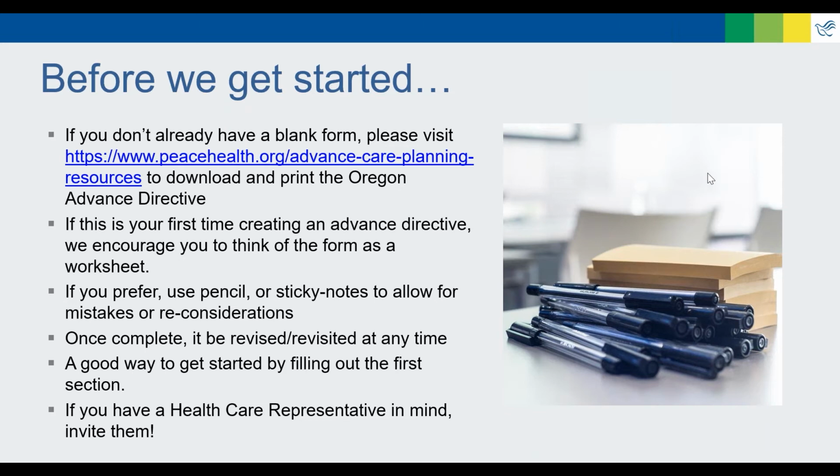A good way to break the ice is to get started by filling out the first section, section 1, which is about me. You can fill out your name and other details. Also, if you have a healthcare representative in mind, if you don't know what that is, we'll explain it. But if you have someone in mind, invite them to view this presentation with you so that can be a good beginning to one, hopefully, of many conversations that you'll have in this relationship.